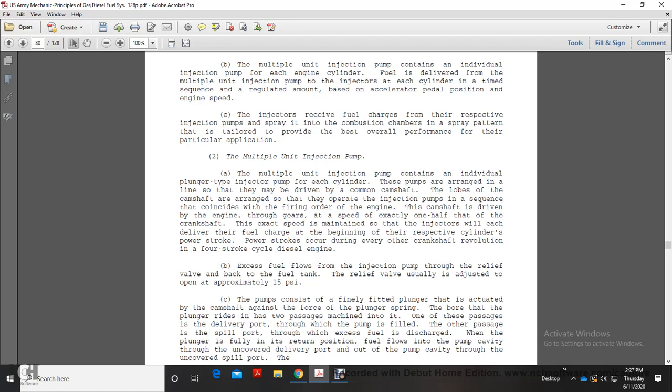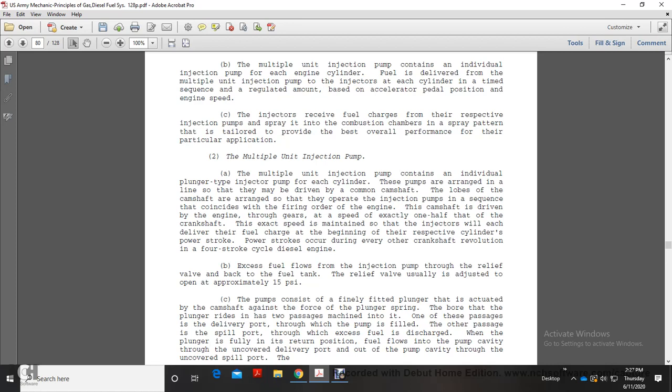Multi-unit injection pump. The multi-unit injection pump contains an individual plunger type injector pump for each cylinder. These pumps are arranged in a line so that they can be driven by a common camshaft. The lobes of the camshaft are arranged so that they operate the injector pumps in a sequence that coincides with the firing order of the engine. The camshaft is driven by the engine through gears at exactly one half of the engine speed.